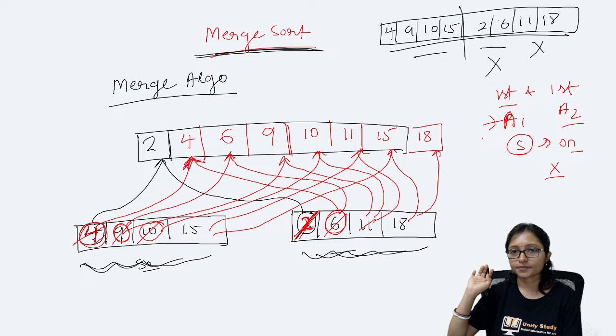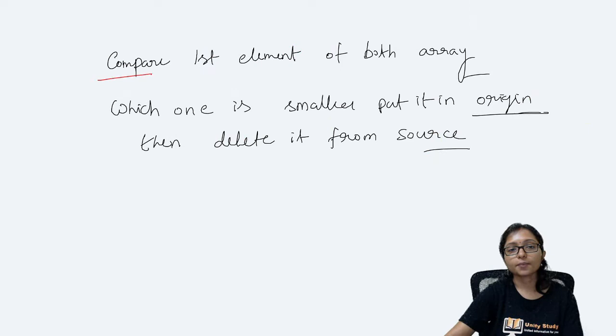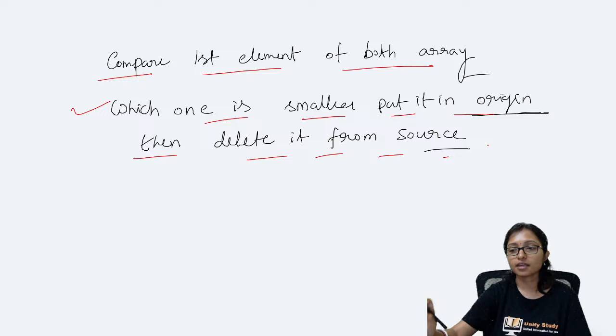Yes or no? The merge algo is clear. If the merge algo is clear, then the merge sort will be clear. Otherwise, merge sort will not be clear. How is the merge algo going on? This is the merge algorithm. Compare the first element of both arrays. Which one is smaller? Put it into the origin, then delete it from the source. That is the thing going on in merge sort.